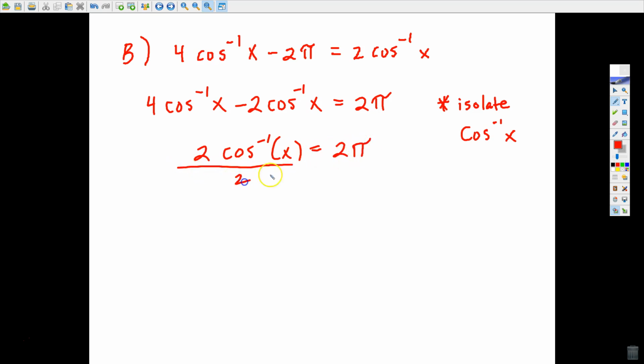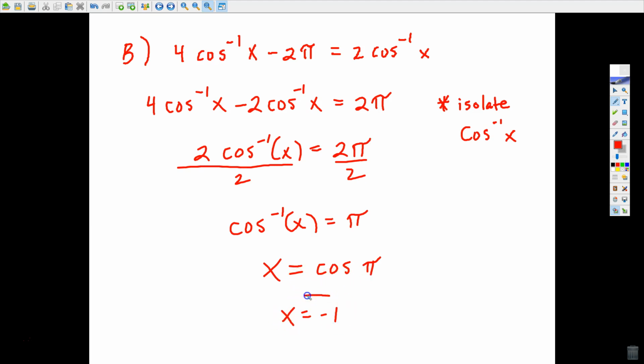And now I'll divide by 2 on both sides to isolate inverse cosine x. And just like we did before, we're going to be solving for x by doing cosine on both sides. And again, on your unit circle, cosine pi is -1, and so that ends up being the answer for this example. But that's the process. You want to isolate the inverse trig function with x. You're trying to solve for this number, obviously x, by isolating the inverse trig function.